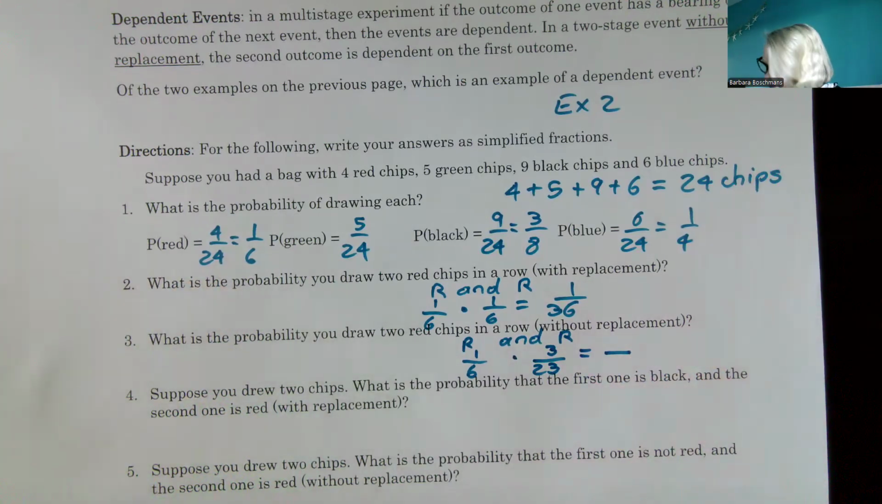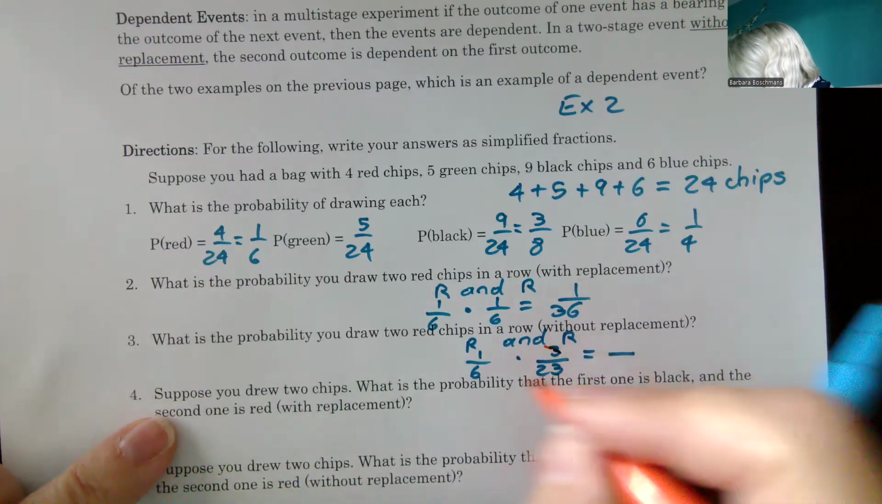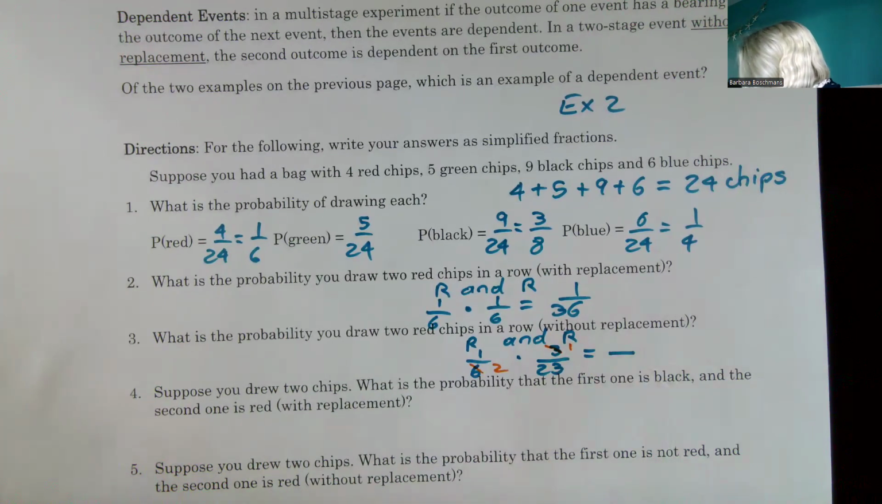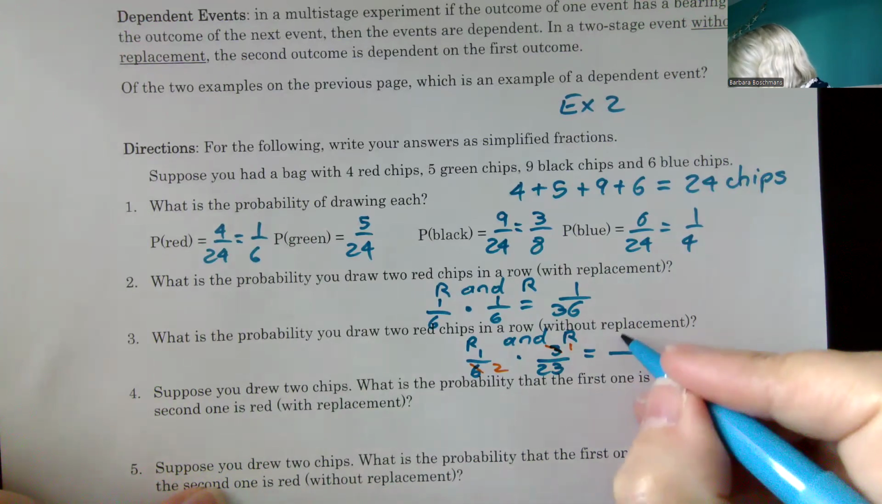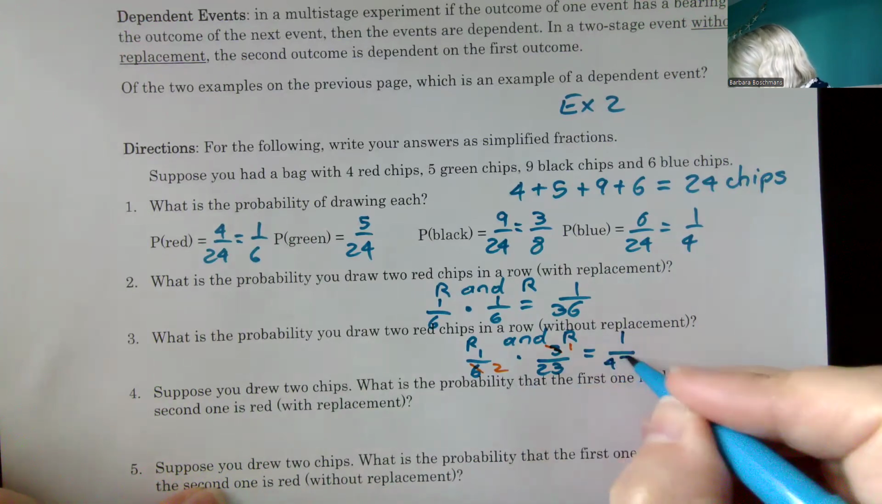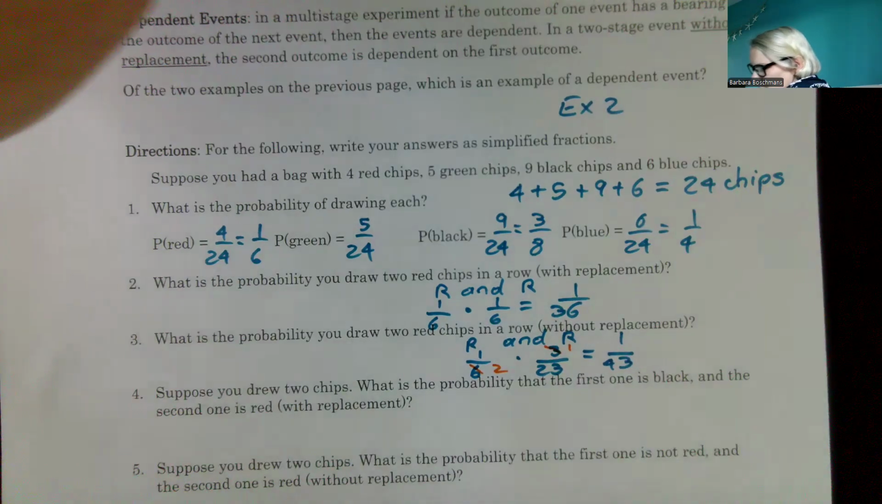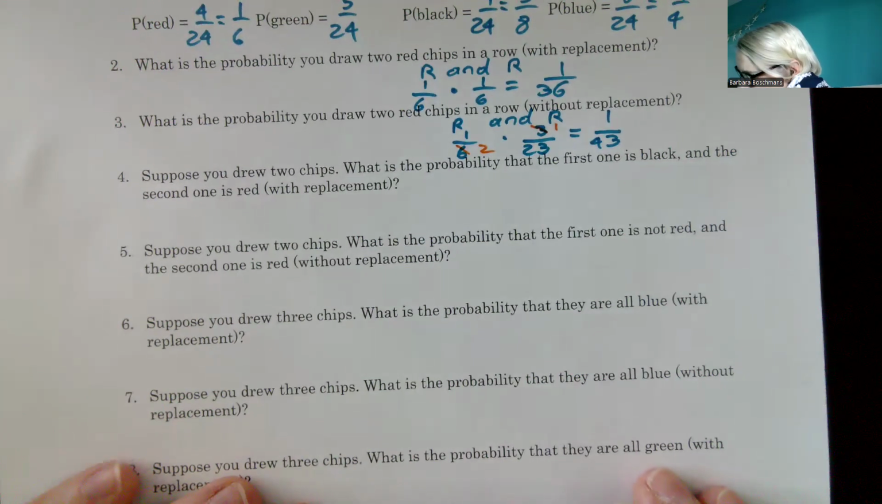Let's see, we can simplify before we multiply because 3 goes into 6 2 times. Multiply your fractions straight across. 1 times 1 is 1, and 2 times 23 is 46. You can do 4 and 5. Let's look at 6 together.